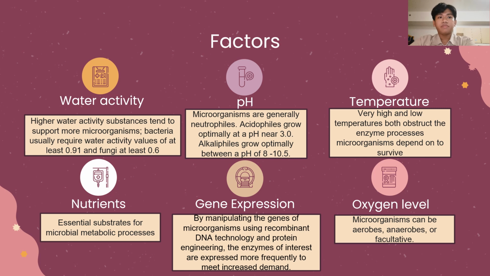process for microorganisms. Next is nutrients, and quite simply, the process of enzyme production can be manipulated by adjusting the amounts of nutrients available, specifically referring to the essential substrates utilized by the specific microorganism used. We then have oxygen level, which again can be manipulated depending on the specific microorganisms involved, which can be classified as either aerobic, anaerobic, or facultative.